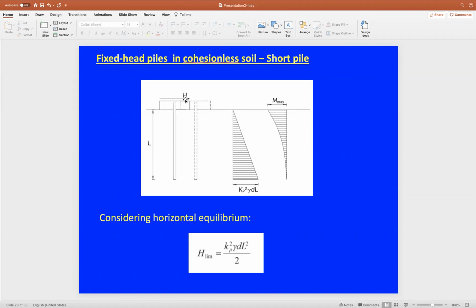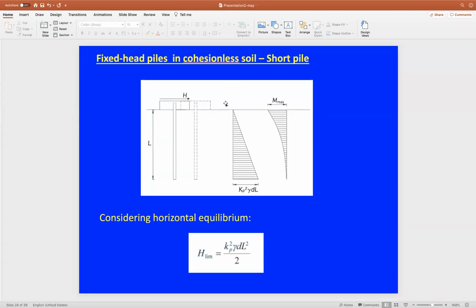And the moment will be concentrated at the top of the pile, at the head of the pile here. So considering the horizontal equilibrium, the horizontal force is equivalent to the distributed force from the soil reactions. You can have these equations to find it, and everything in this equation is given. So you can get the value of H ultimate directly from these equations. And to find the value of M maximum, you can take the sum of moments here.